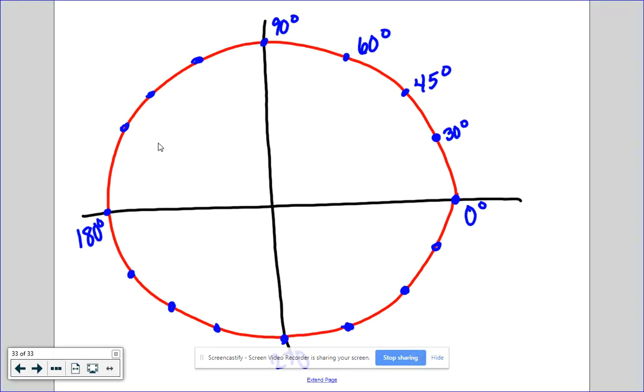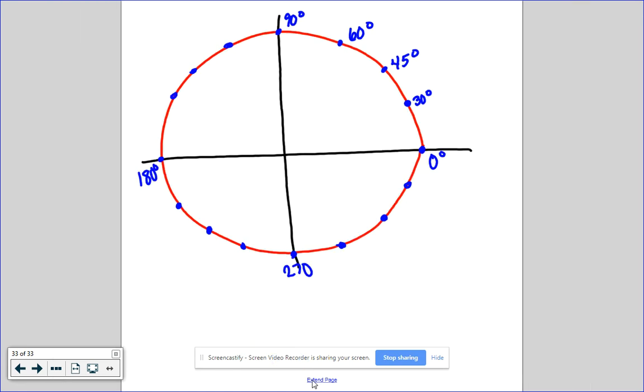Okay, so the first thing we're going to do is take that little chart of 30, 45, 60 that we did in class on Friday, and apply that now to the unit circle itself. Okay, now if you notice, I'm missing some values on here on purpose. I want to make sure we understand where these values come from.